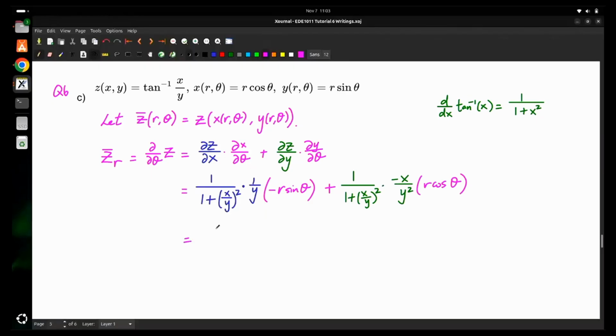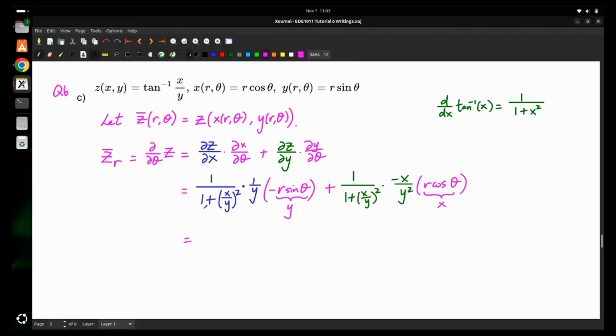Okay, but there's a simpler way to sub in. Because what is r sine theta? R sine theta is y, correct or not? Correct, this r sine theta is y. So that means I have minus 1 over y square here. So let me write, this r sine theta is actually y. Then this r cos theta is actually x, correct?